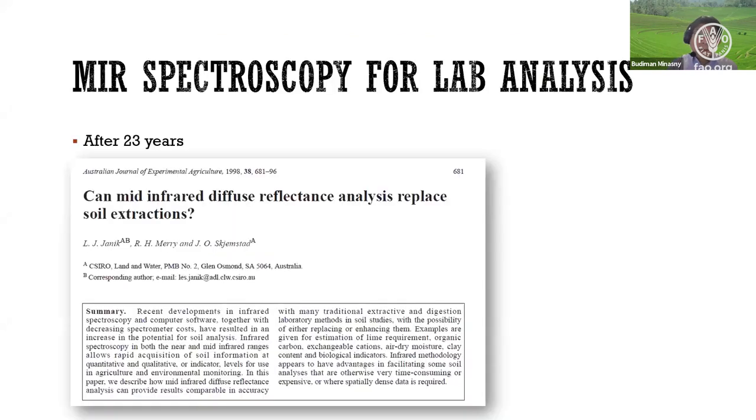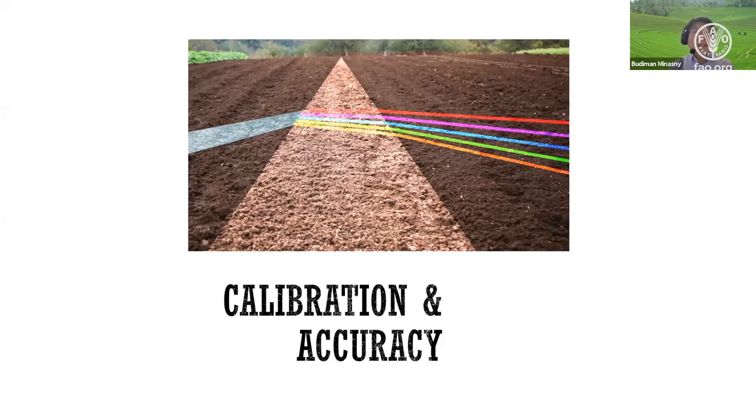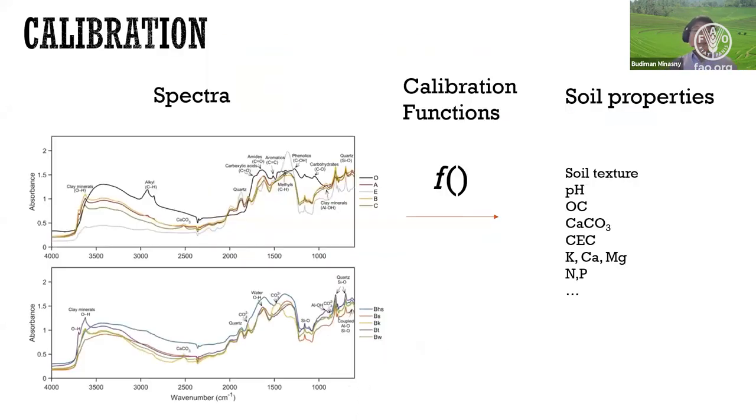So before we begin about the soil, which soil properties can be used and which can be predicted, first of all, I'll talk about calibration and accuracy. This is one thing that Yi from FAO asked me, that can you talk a little bit about calibration and accuracy, because there could be some misunderstanding. So what we have is the spectra, and what we want is soil properties.